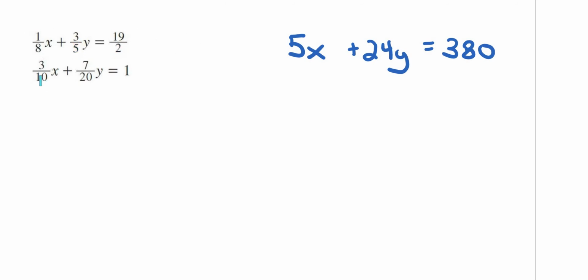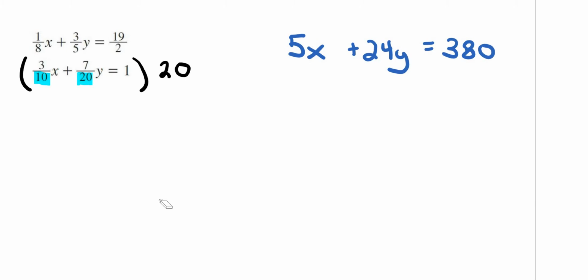Now, the second equation is a little bit easier to find the least common multiple. I have a 10 and a 20. Those are the numbers on the denominator. Now, the least common multiple between 10 and 20 is going to be 20. It's usually the bigger number. So I'm going to multiply everything on the second equation by 20.